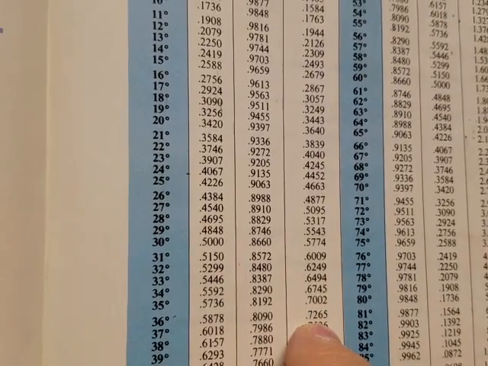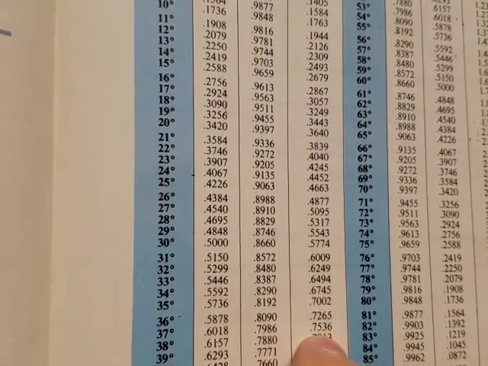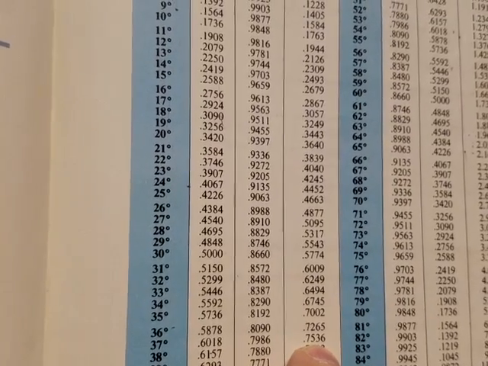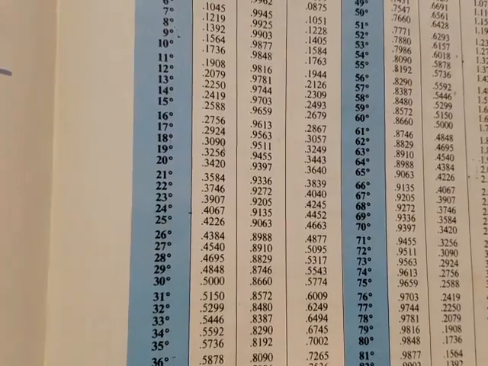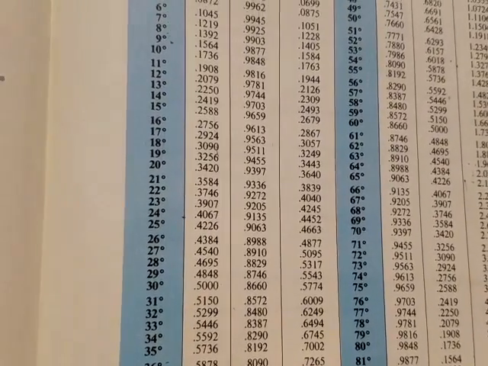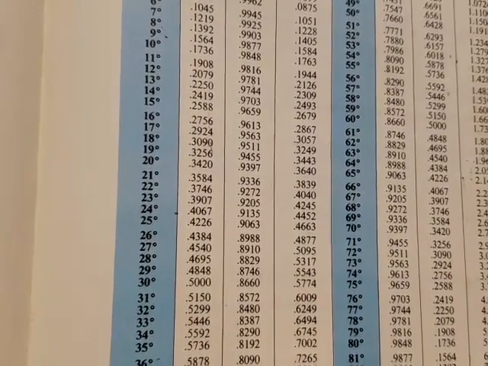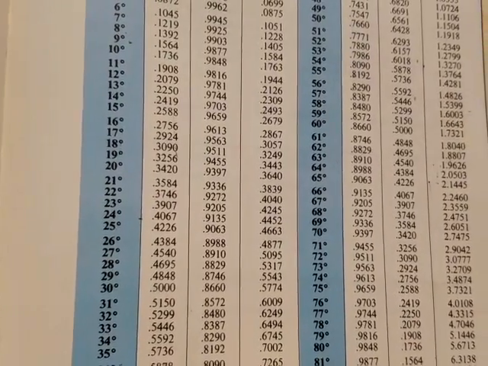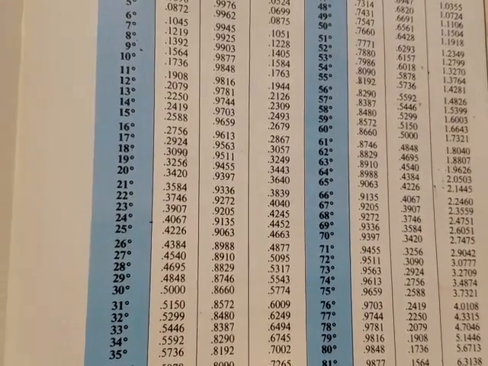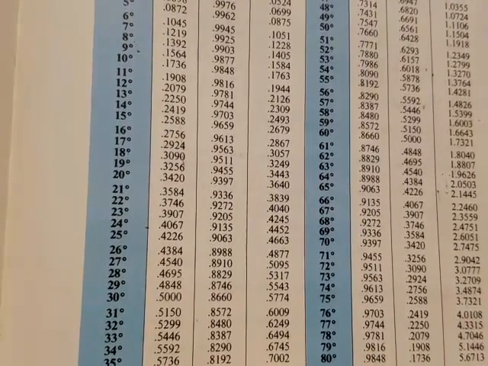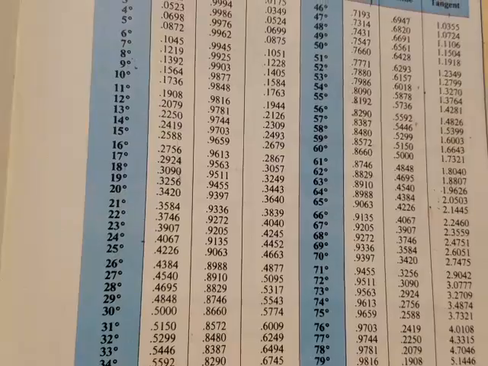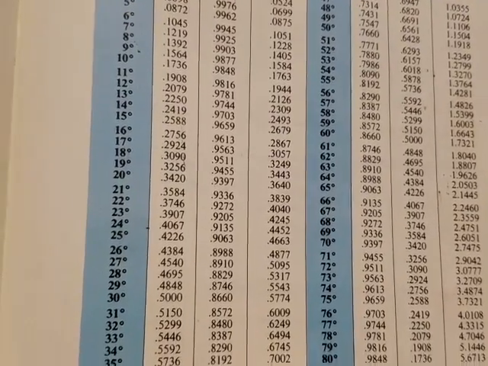Here, I see 0.7002, too small. 0.7265, too small. 0.7536, a little bit too big. So we ask ourselves, which one is closer? 0.7265 or 0.7536? Ooh, it's really close. This one is 0.0035 away. This is 0.0036 away. Boy, that's close. So we're going to say it's this one.